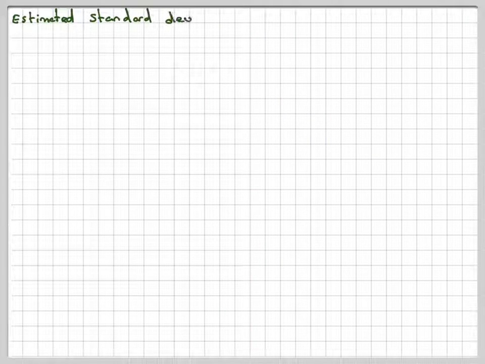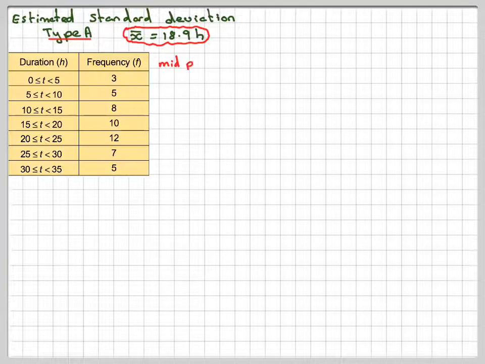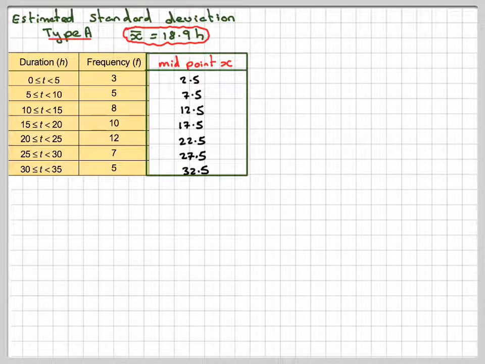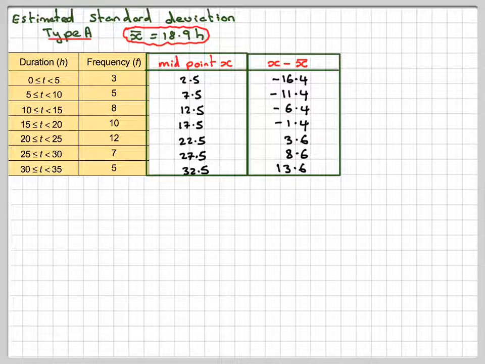Right. So now to do the standard deviation. So we'll just do type A. Remember the mean we just calculated was 18.9 hours. Same table, we use the same idea, midpoint again, and then we need to work out how far each thing is away from the mean. So we need to do 2.5 minus 18.9, it gives you minus 16.4, 7.5 minus 18.9, 12.5 minus 18.9, etc. So working each of those out. Last one will be 32.5 minus 18.9.